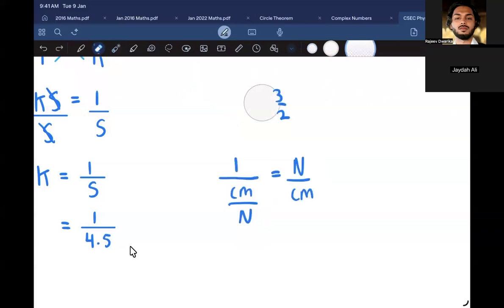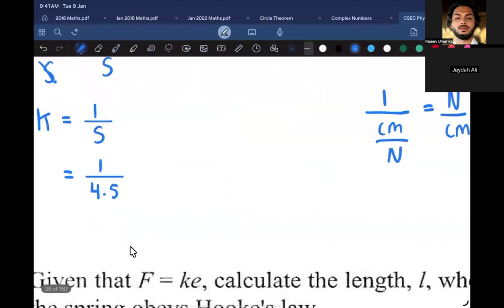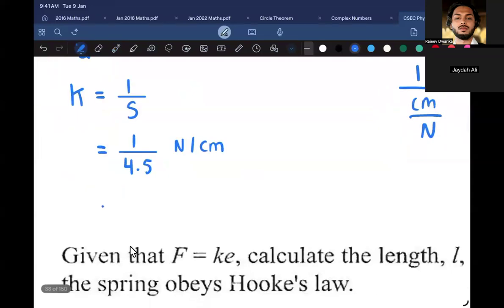I'll leave that working to the side somewhere. So that being said, it's going to be 1 over 4.5, and the final units would be Newton per centimeter. So you go with that. Now, what is 1 over 4.5? 0.2. The exact answer? Let me see. 0.22, and then it just goes down the line with 2.